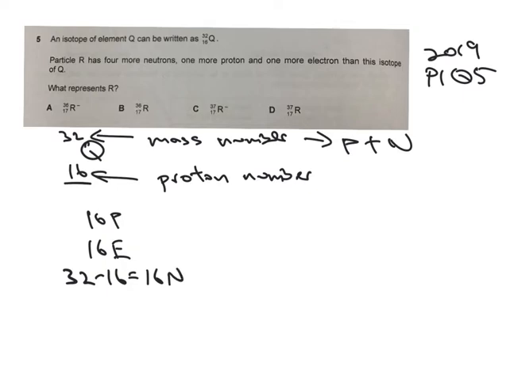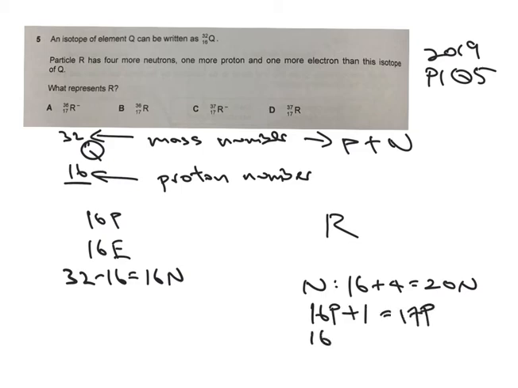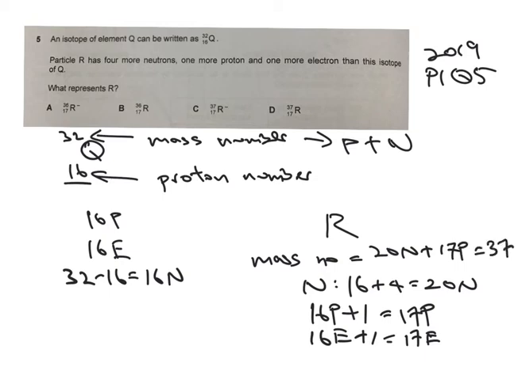So now, coming back to particle R, we know that particle R has 4 more neutrons than Q. So we have an element R here. And for the neutrons, it will be 16 plus 4 equals 20. Alright. And what else? 1 more proton and 1 more electron than Q. So basically we have 16 plus 1, we will have 17 protons, and 16 electrons plus 1 more, we will also have 17 electrons. So what will then be the mass number? Alright, it will be 20 neutrons plus the 17 protons here, giving you a total of 37.